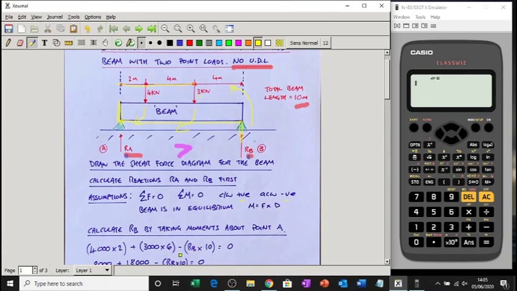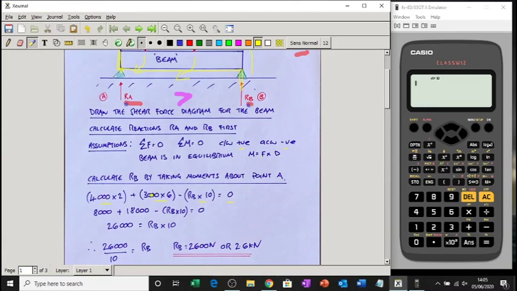It's going anti-clockwise, so you can put a negative there, or if you want to, you could put a plus there, and as long as you put a negative in front of the RB, it works out, because we are adding up the moments. So the sum of the moments has got to equal 0, because the beam is in equilibrium, so make sure you put 0 there.